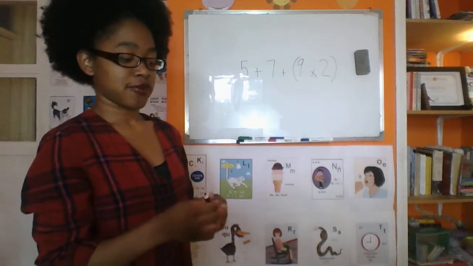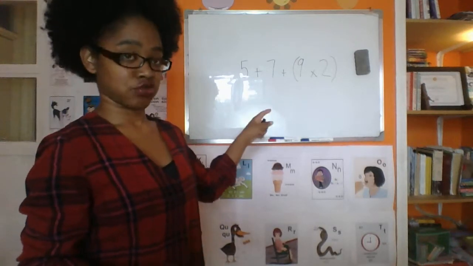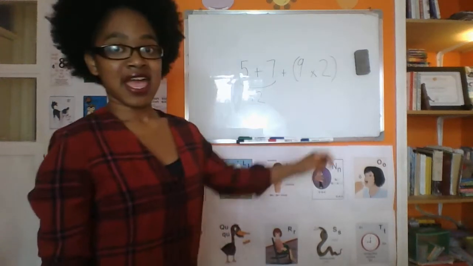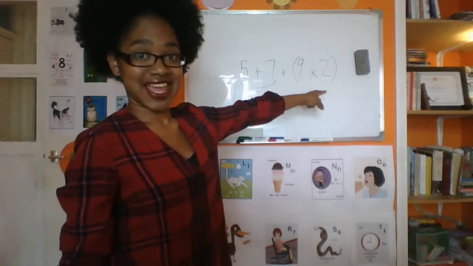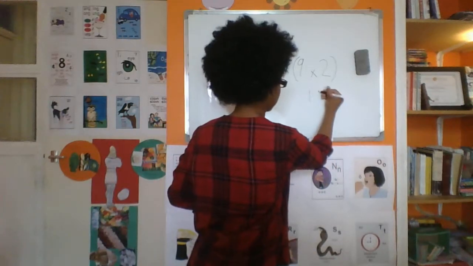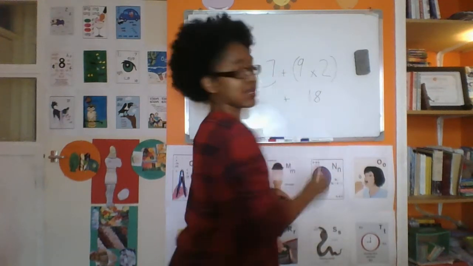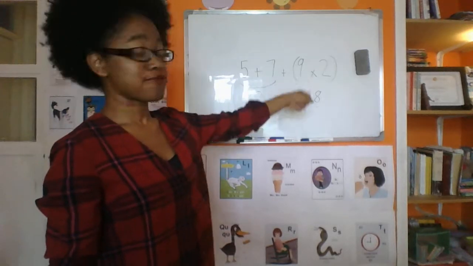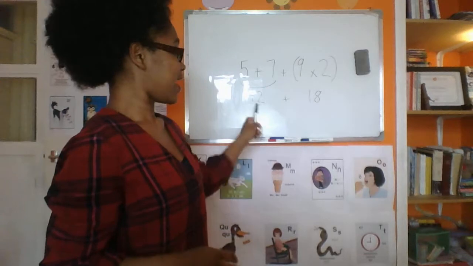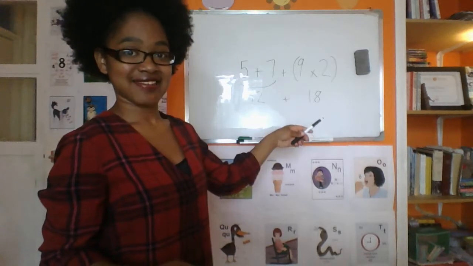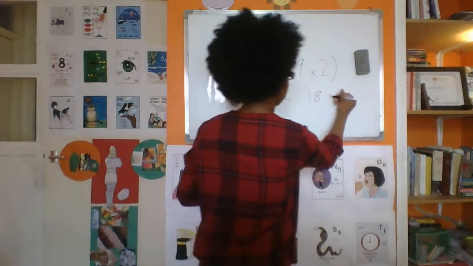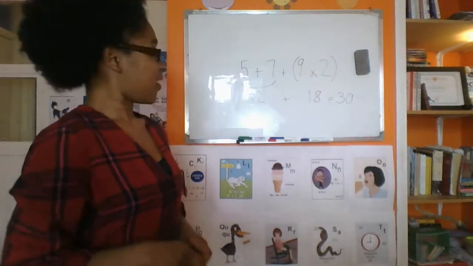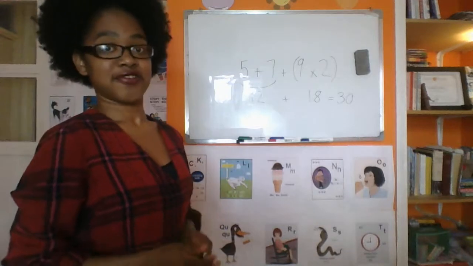So now what you do is you say, okay, 5 plus 7 is 12. And then 9 times 2 is 18. Now all you have to do here is add the sum of the addition problem and the product of the multiplication problem. So you have 12 plus 18, which is 30. So there's your answer. 5 plus 7 plus 9 times 2 is 30.